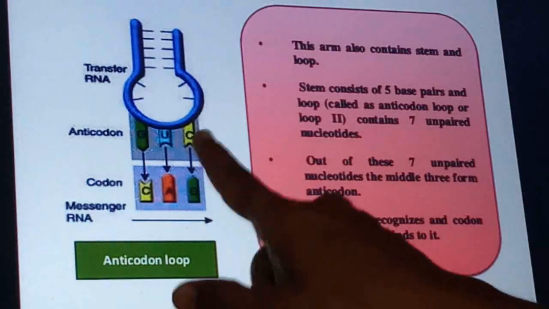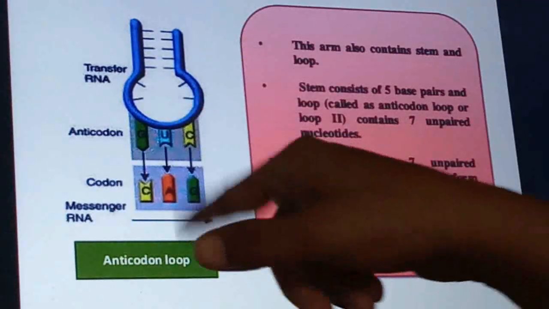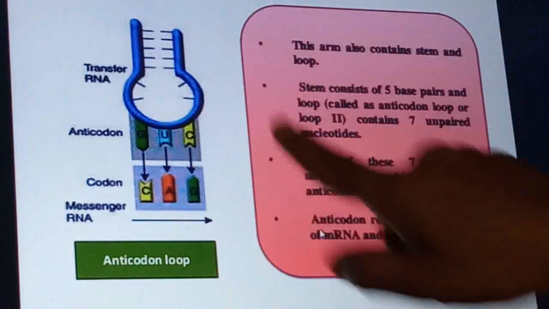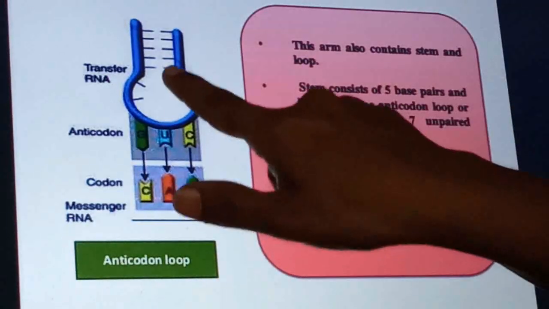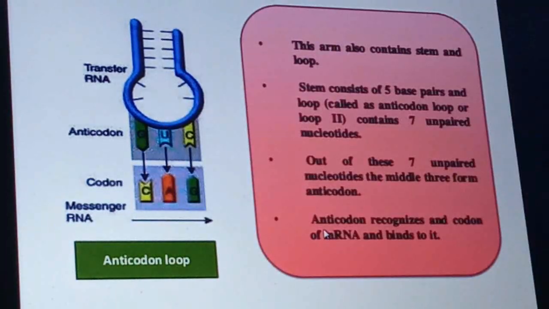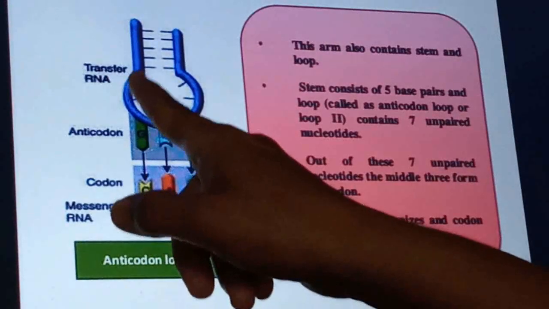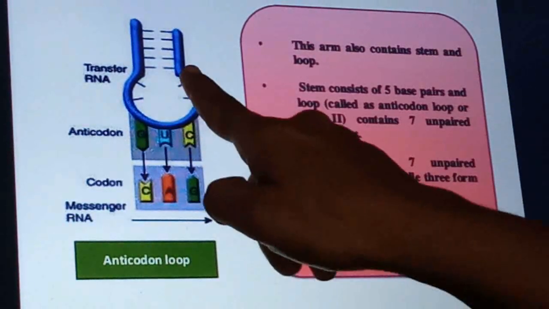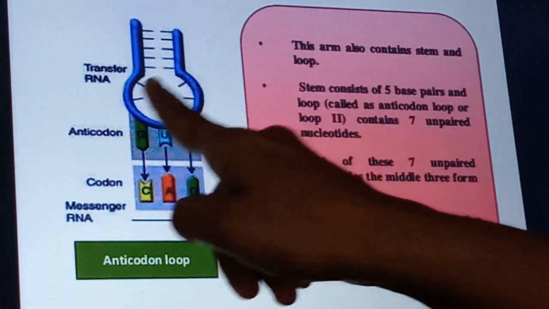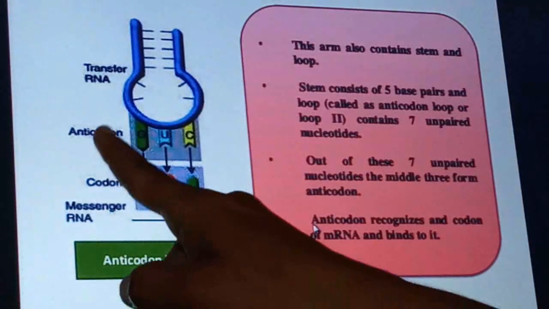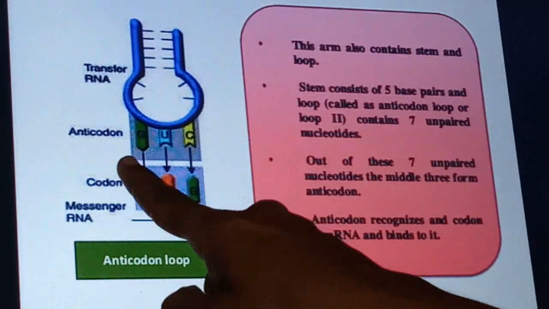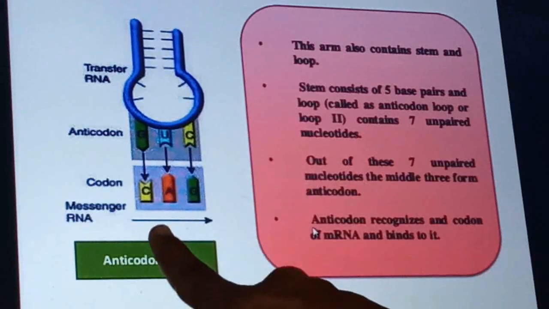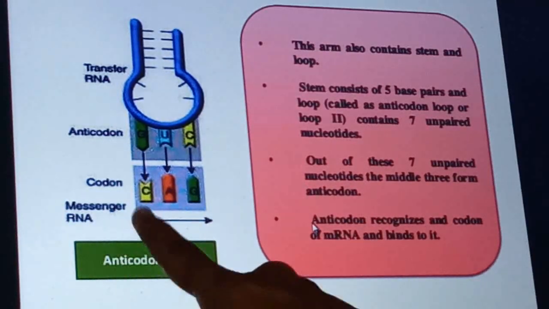The next is the anticodon loop. It will be at the lower side. It also contains a stem and loop. In this stem, 5 base pairs are there, 1, 2, 3, 4, 5, and there are 7 unpaired nucleotides, 1, 2, 3, 4, 5, 6, 7. Out of that, 4 are on this side, and the middle 3 are called the anticodons. These anticodons actually pair with the codons on the messenger RNA.